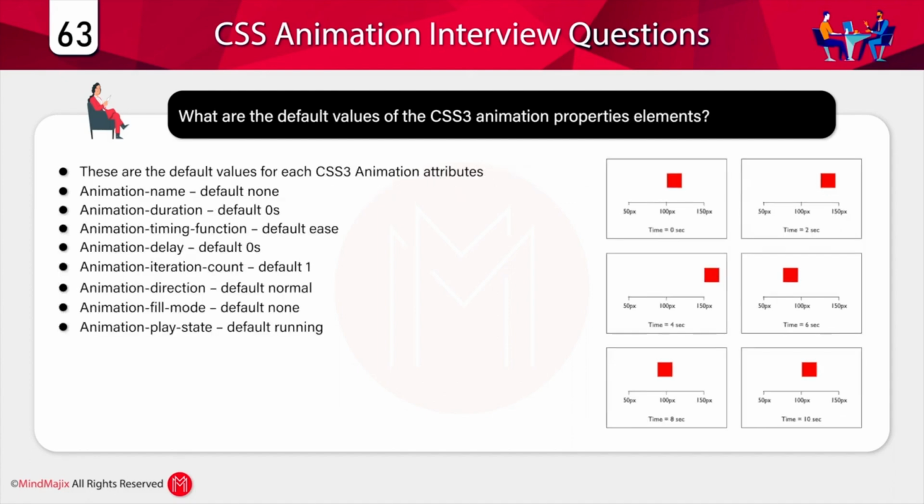What are the default values of the CSS3 animation property elements? These are the default values for each CSS3 animation attribute: animation name, duration, timing function, delay, iteration count, direction, fill mode, play state. Animation name defaults to none. Animation duration defaults to zero. The animation delay defaults to 0. Animation iteration count defaults to 1. Animation direction defaults to normal. Fill mode defaults to none. Play state defaults to running.